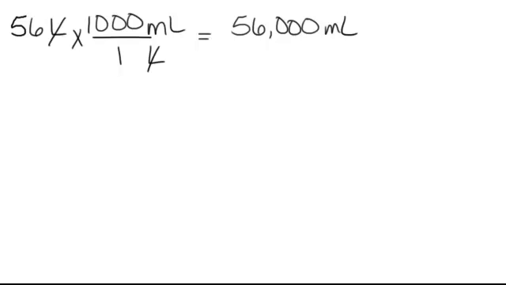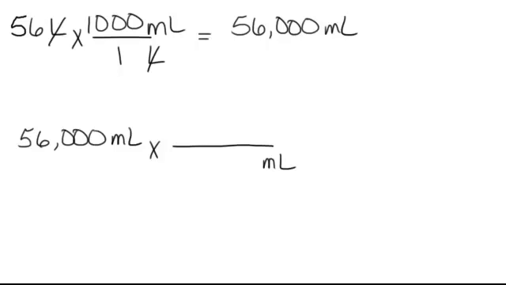If we want to do the next conversion, we're going to take the 56,000 milliliters, and this time we want to set that up so that we have milliliters on the bottom here because we want to get rid of the milliliters now. And we want to convert that into a number of microliters. So I'm going to put microliters on the top.